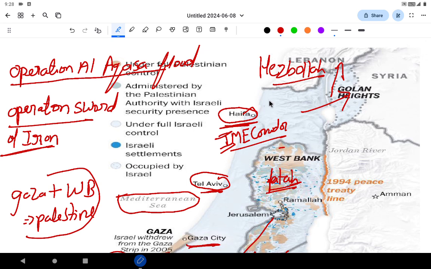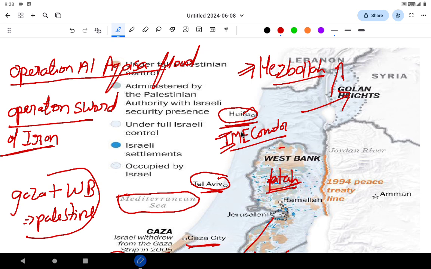To the northeast of Israel, you can see the Golan Heights. The Golan Heights borders Syria. It was conquered by Israel from Syria. There is another important terrorist or separatist group, that is Hezbollah, the terrorist group which operates from the south part of Lebanon, bordering Israel.